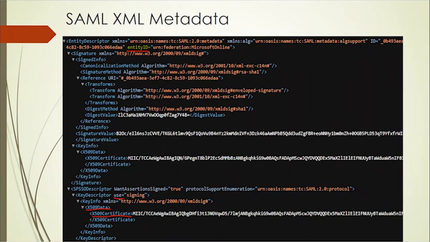This is one of the examples of the XML metadata. You can see it specifies the identity ID, a unique identifier to say who you are, where I'm talking to, and where the request is coming from. The second thing you may notice is whether the request is going to be signed or not, and what the certificate is that you try to exchange. You can see it's a lot of information.